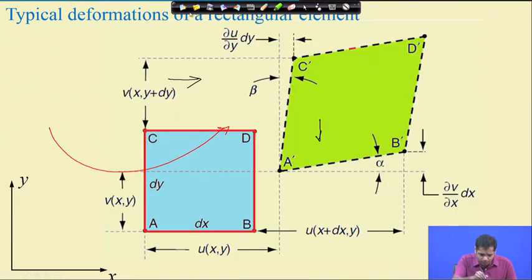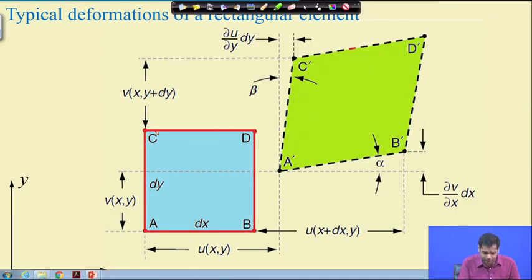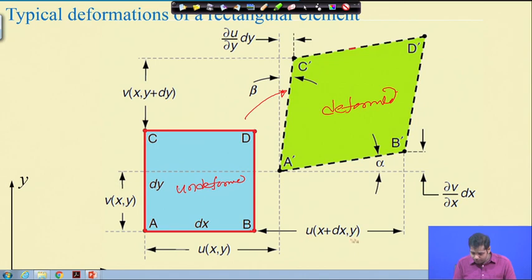Now, take a very general case. Consider this an undeformed configuration. The red rectangle is the undeformed configuration, and this rectangle moves here. This is the deformed configuration. Say A, B, C, D are the points and the corresponding points are A dash, B dash, C dash, D dash, of this infinitesimally small area. The lengths are dx and dy. Let us first try to understand these different terms, u and v, written here.